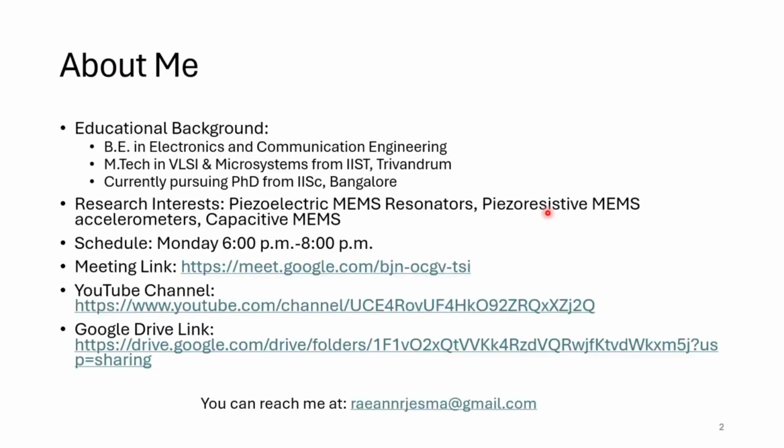So first let me introduce myself. As far as my educational background is concerned, I did my bachelor's in electronics and communication engineering, my master's in VLSI and microsystems. Currently, I am pursuing my PhD from IISc Bangalore, and I am working in the field of piezoelectric MEMS resonators for RF applications. My main research interests are piezoelectric MEMS resonators, piezoresistive MEMS accelerometers, capacitive MEMS accelerometers, and so on.